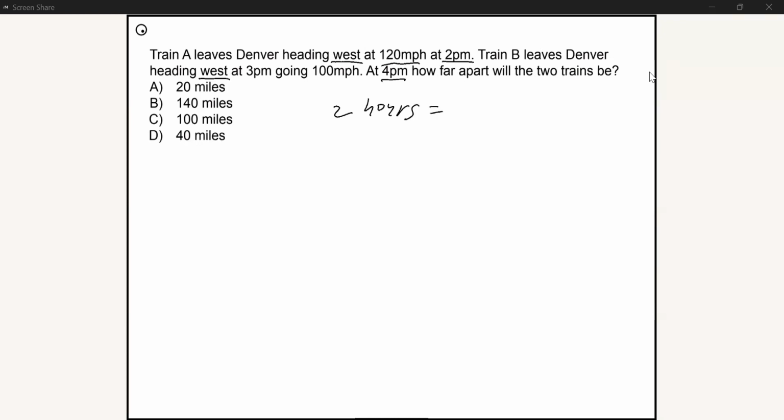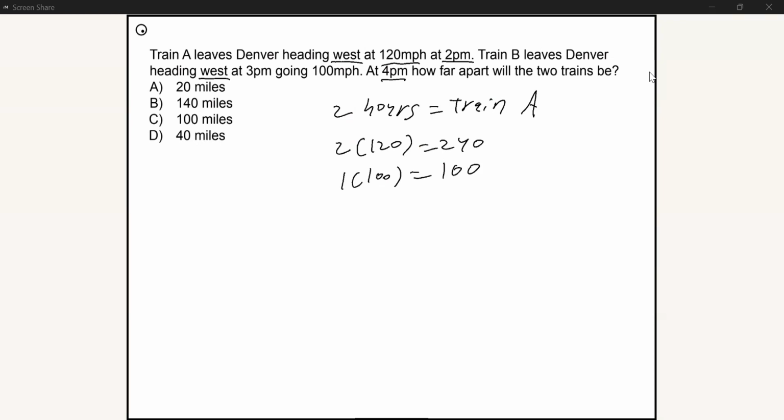for train A, right? And then, so let's do 2 times 120 miles per hour. So it's going to equal 240 miles. Okay, that's a pretty good time. And then train B heads west at 3 p.m. So they only have 1 hour going 100 miles per hour. So it's going to be 1 times 100. And that equals 100, right?